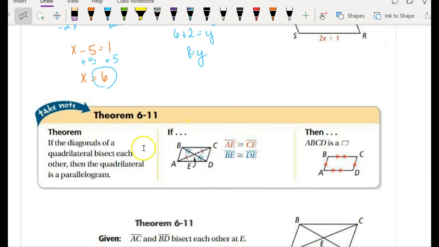Okay, on to another theorem. Now we have Theorem 6.11. This theorem says if the diagonals of a quadrilateral bisect each other, then the quadrilateral is a parallelogram. And remember, when we say bisect each other, it means to cut into two congruent pieces. So AE is congruent to EC, BE is congruent to ED. If that happens, then we have a parallelogram.